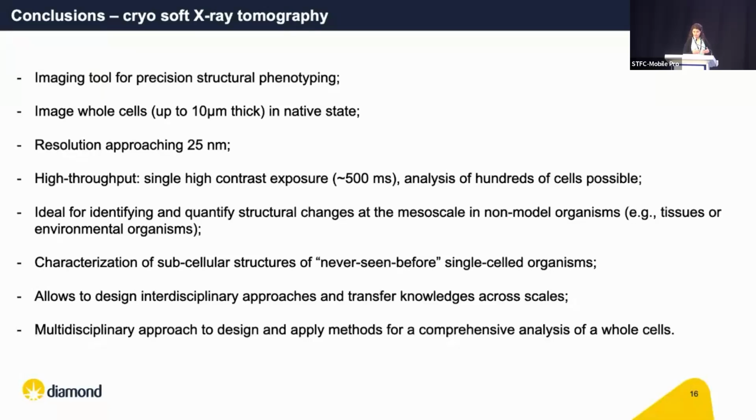On top of regular cell lines, it also helps to characterize the subcellular structures that have never been seen before, since it does not require any staining or any pre-identification of the compartments. It's also pretty flexible as a tool, so it allows creating multidisciplinary connections with potentially other technologies, and that can provide a more comprehensive view of the whole cell.